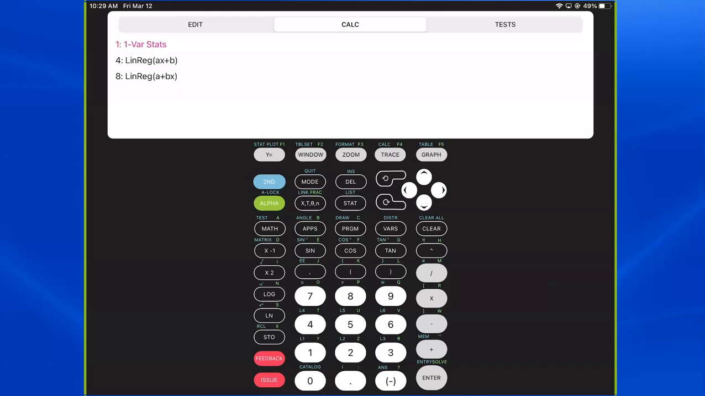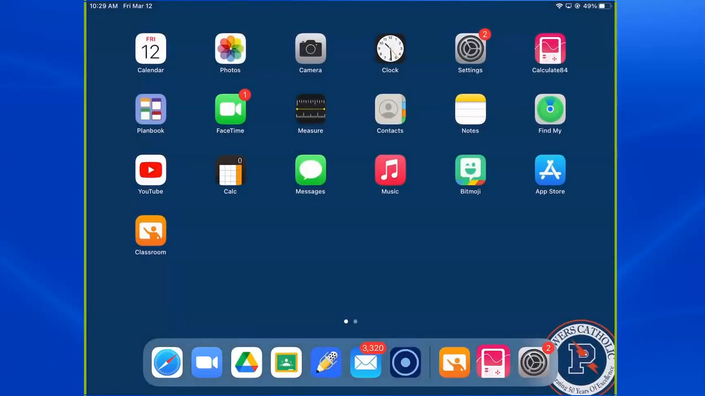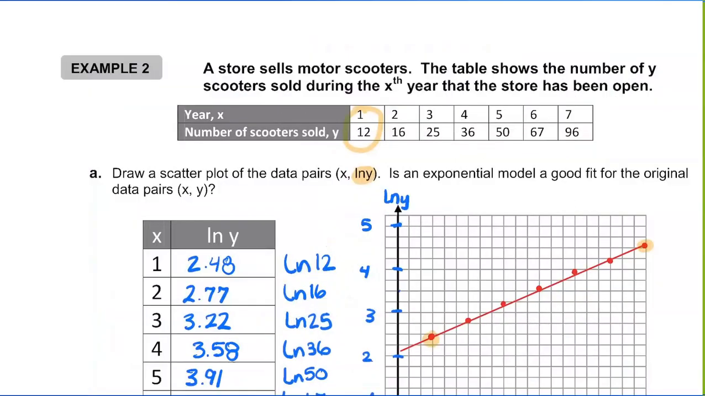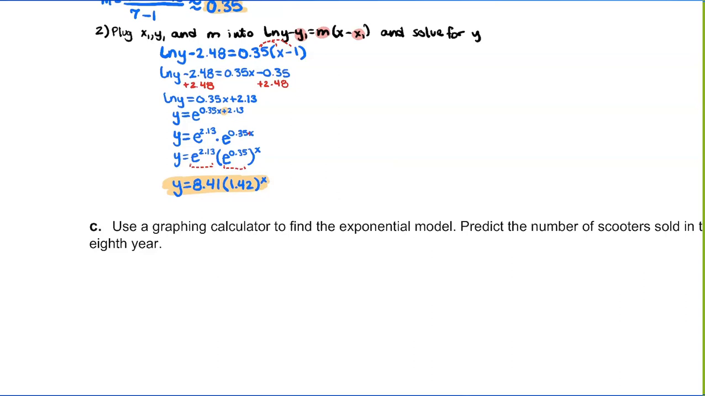Did anyone not get that? Good stuff. Okay, so on Notability, that is our exponential. So the calculator gives you Y equals 8.46 times 1.42 raised to the X. That is darn close to what we got. Again, it's a little different depending on your points, but we got 8.41, they got 8.46, that's a difference of 0.05. So we were pretty close. You can efficiently use that to find your exponential model.